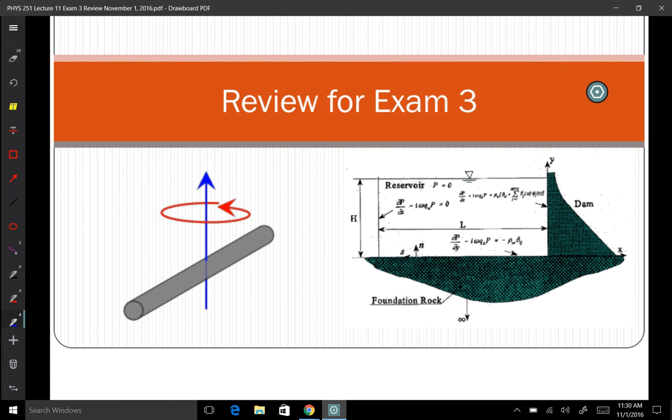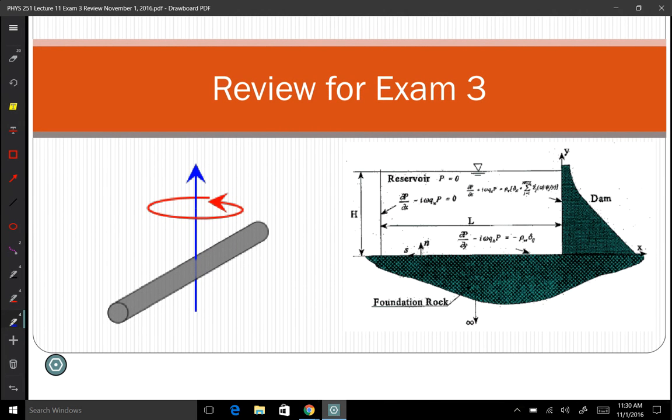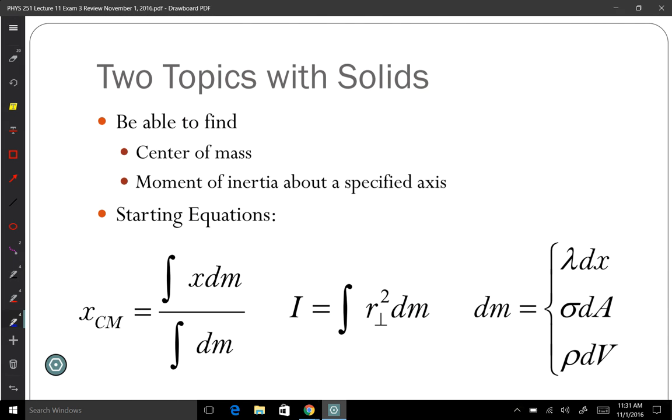Today, we will just do a little review for the topics that are calculus specific for the exam. So we really only have two areas that are potential for the exam. The first one is finding the center of mass or the moment of inertia of a solid object.